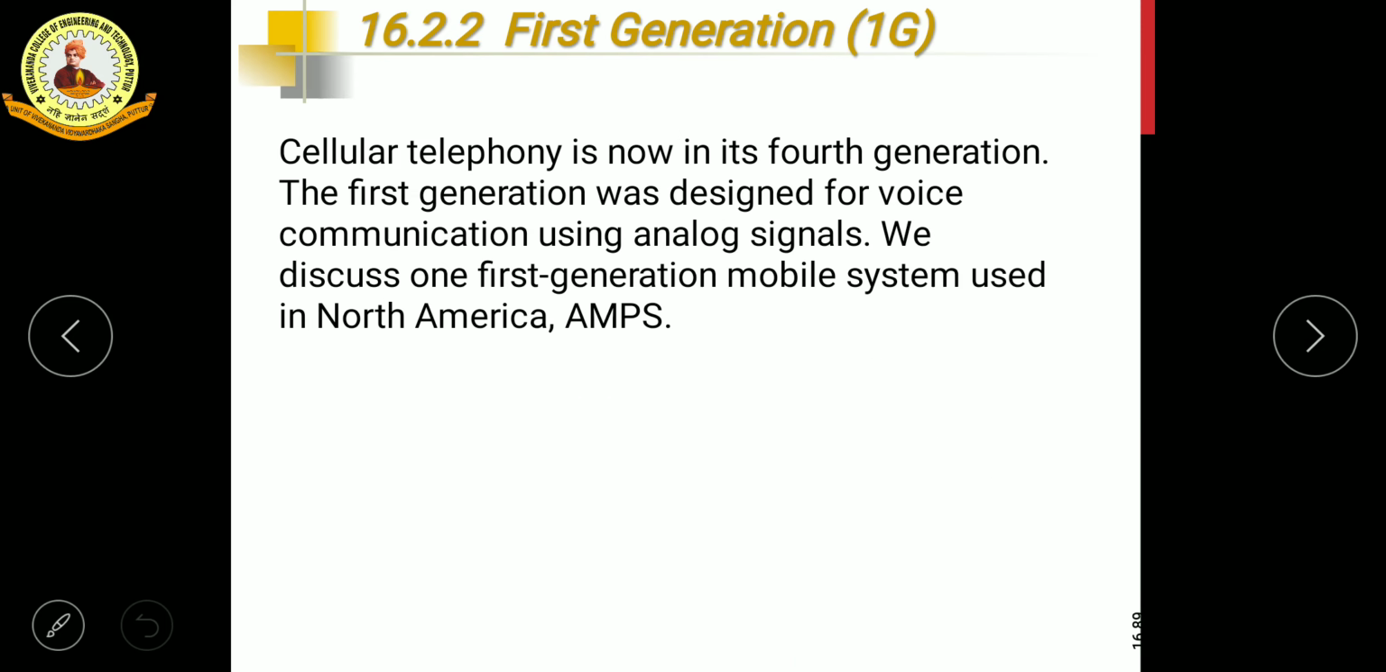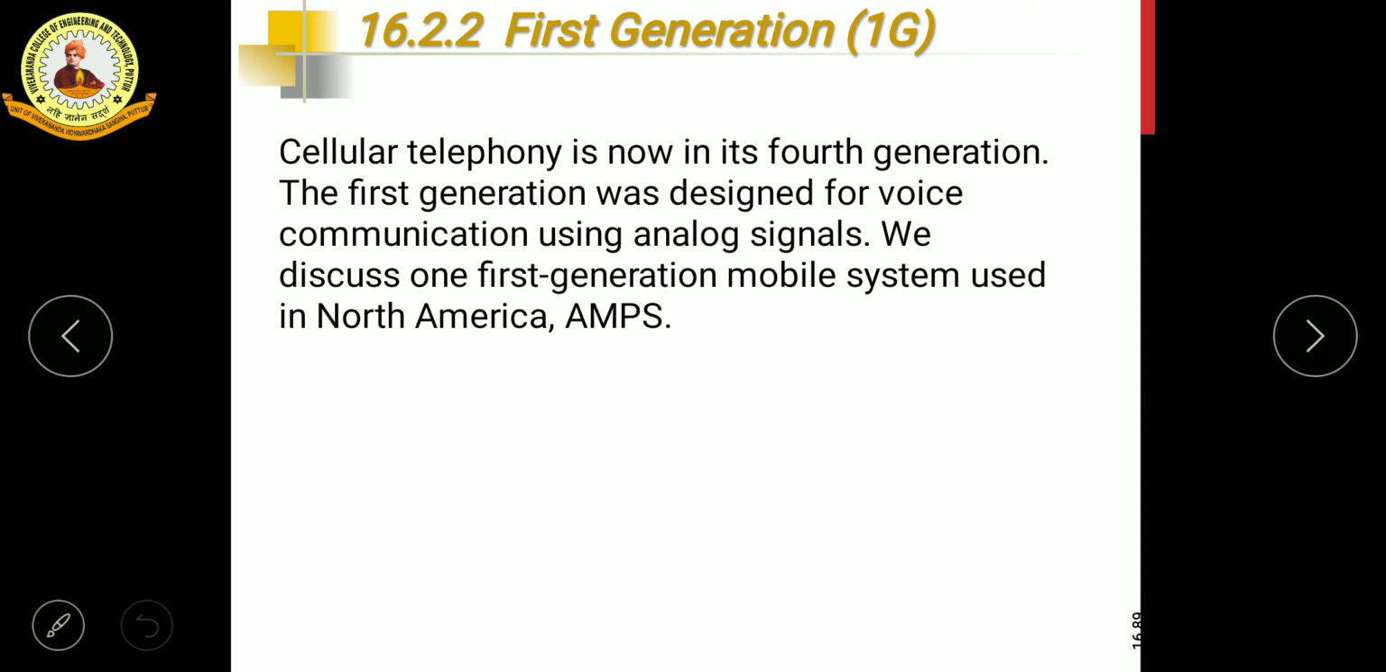Okay, then we are going to deal with the features of first generation, second generation, third generation and fourth generation cellular telephony. I'll cover this fast. This is very easy and you can understand easily. Cellular telephony is now in its fourth generation, as you already know. It has already reached the fifth generation, but it is not in use here. The first generation was designed for voice communication. Please note down these points. First generation was designed just for voice communication using analog signals.